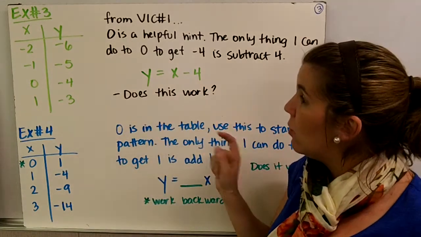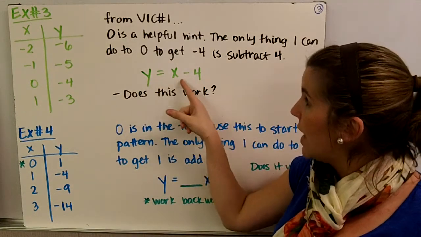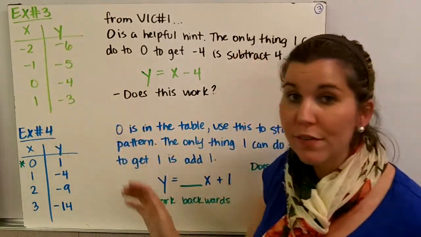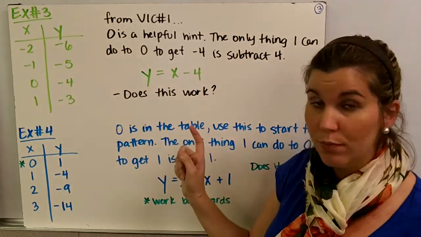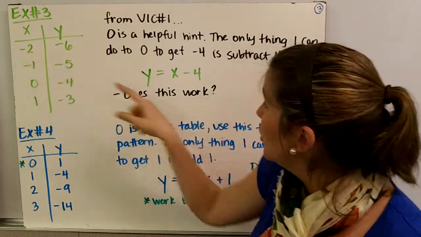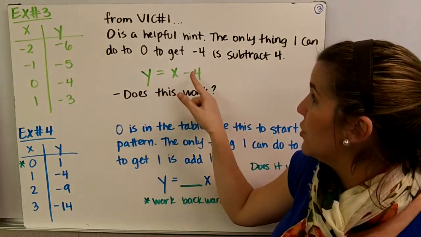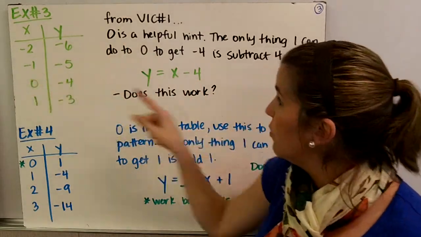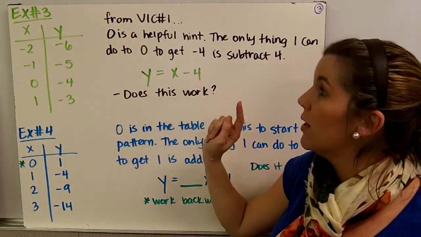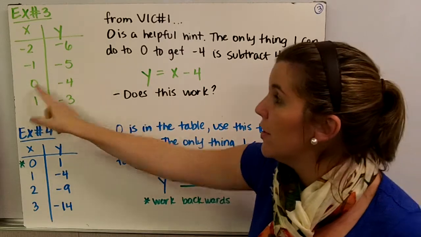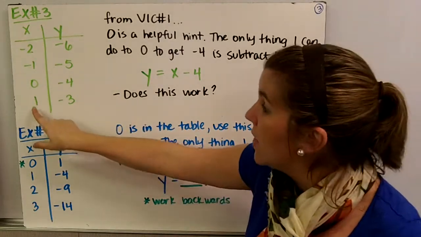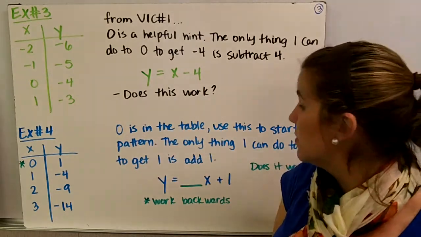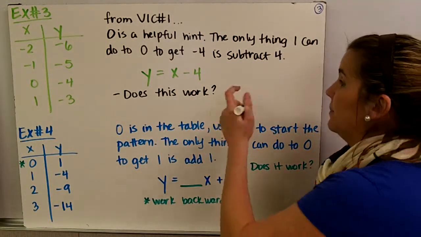Well, does this always work? Does y equal x minus 4 for every value in the table? If it doesn't work for every value, then this is not the rule. So, negative 2, plug in negative 2. Negative 2 minus 4, that's negative 6, so it works. Negative 1 minus 4 is negative 5. It works. We already know 0 minus 4 works. And 1 minus 4 is negative 3. So this works as well. So does it work? Yes.